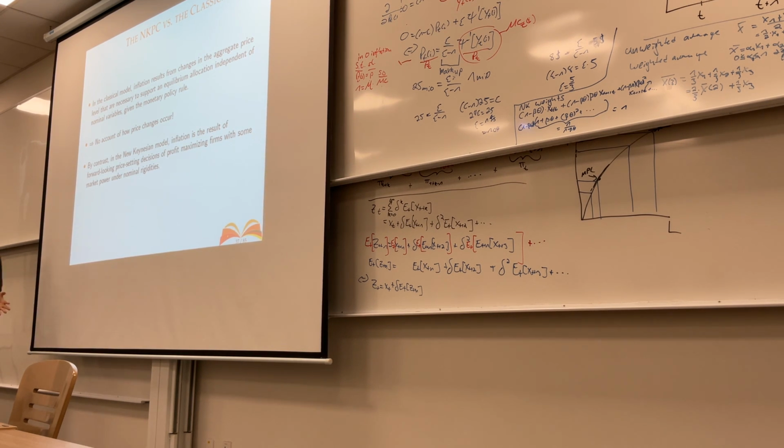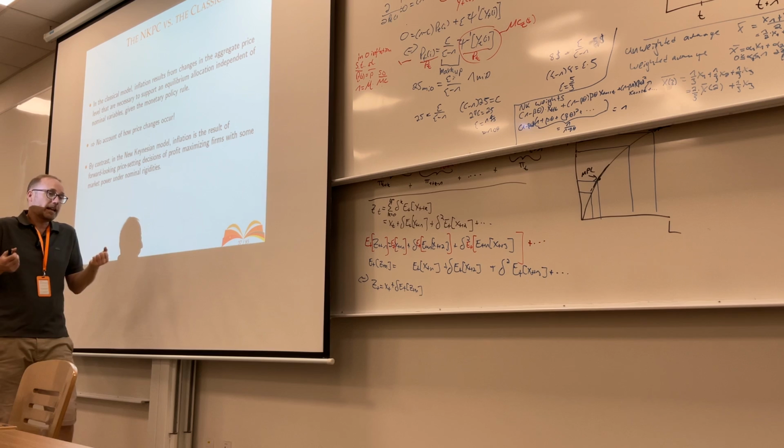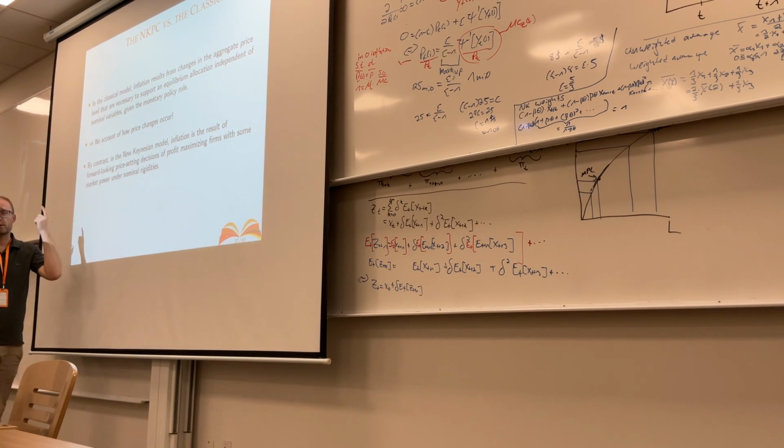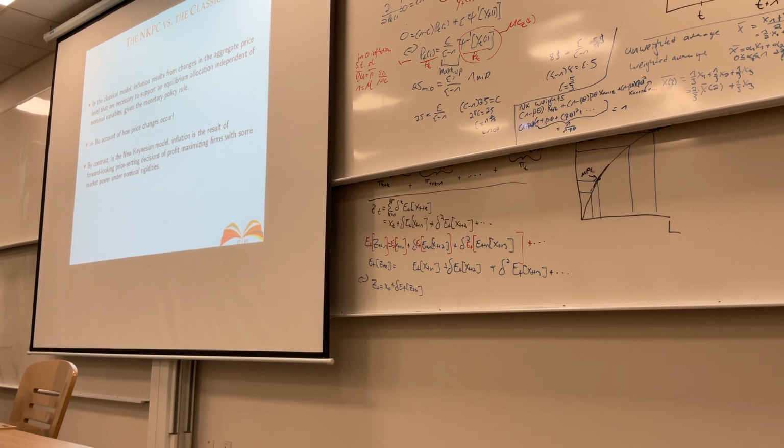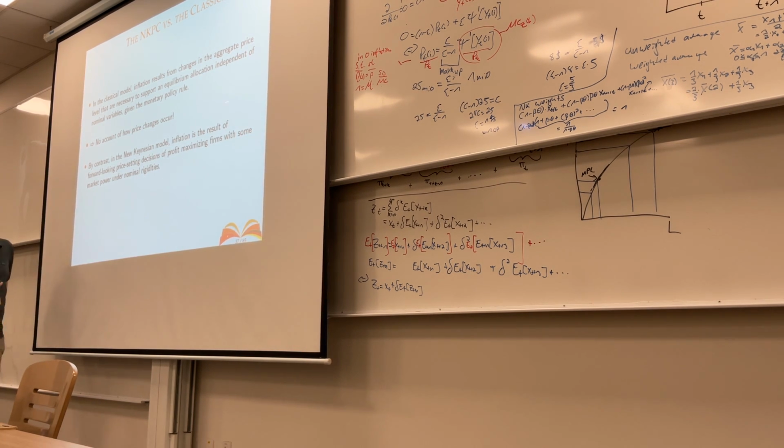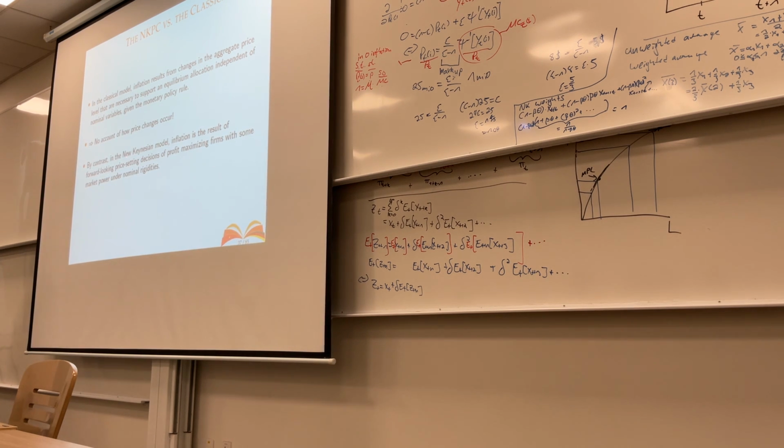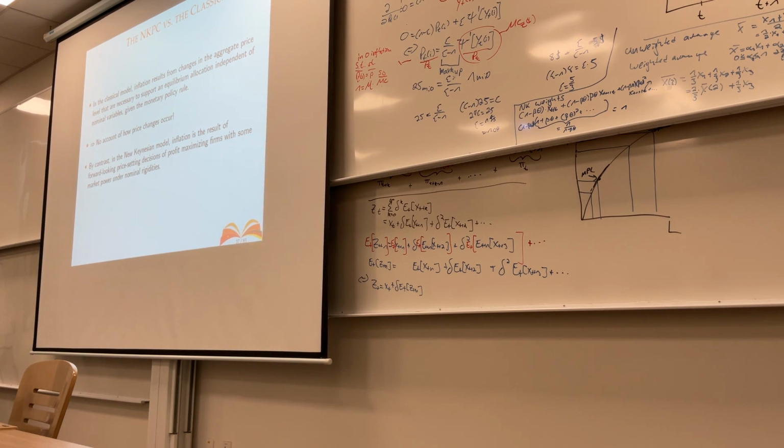We have actual firms optimizing, choosing their prices because they have some market power, so they have the ability to set their own prices. But they're in an imperfect situation because they have these nominal rigidities. They're not allowed to change their prices every single period. So this gives them a forward-looking component of their decision-making process. And so we see that inflation results from these forward-looking price-setting decisions of profit-maximizing firms.